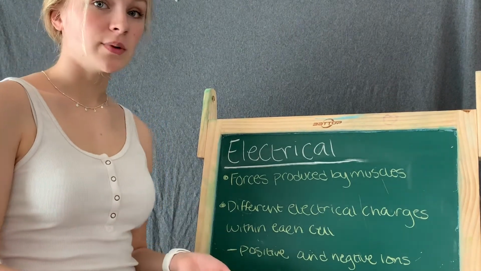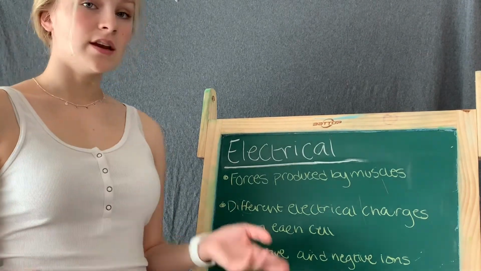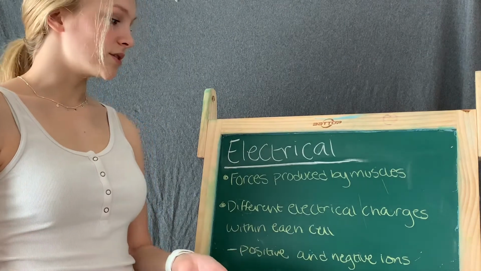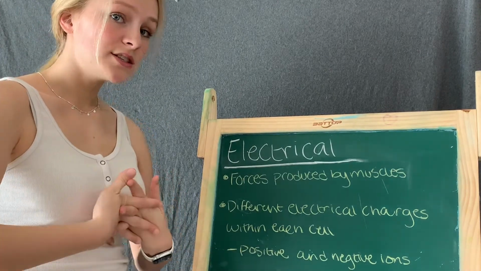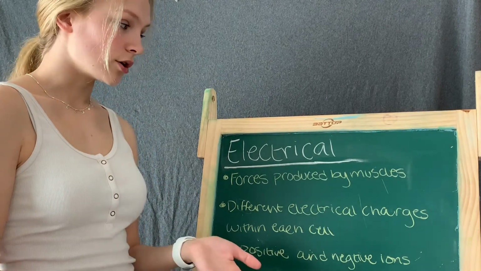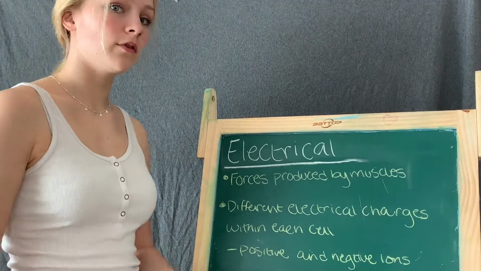Each cell across our body has a different electrical charge due to positive and negative ions within and without the cell. When these ions are attracted to each other, this is what creates the electrical charge that allows us to contract our muscles and allows us to move.